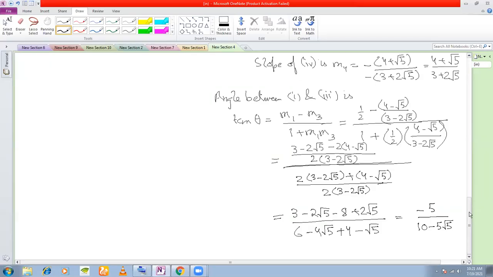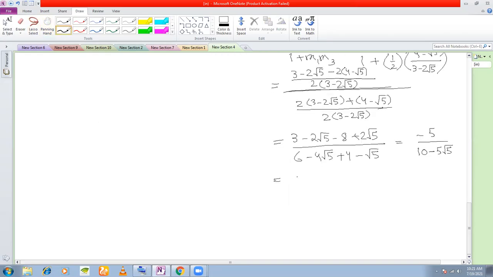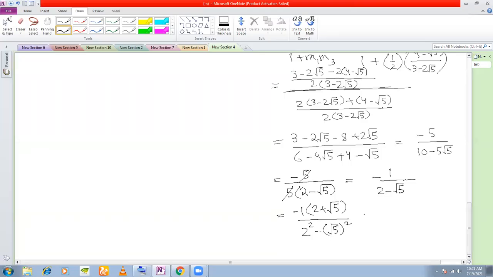Okay. You can cancel out 5, the common factor between the numerator and denominator. Minus 5 divided by 5 times 2 minus root 5. This cancels out. So what are you left with? You are only left with minus 1 by 2 minus root 5. You rationalize the denominator. Minus 1 into 2 plus root 5 divided by 2 square minus root 5 square. So you get here 2 plus root 5.